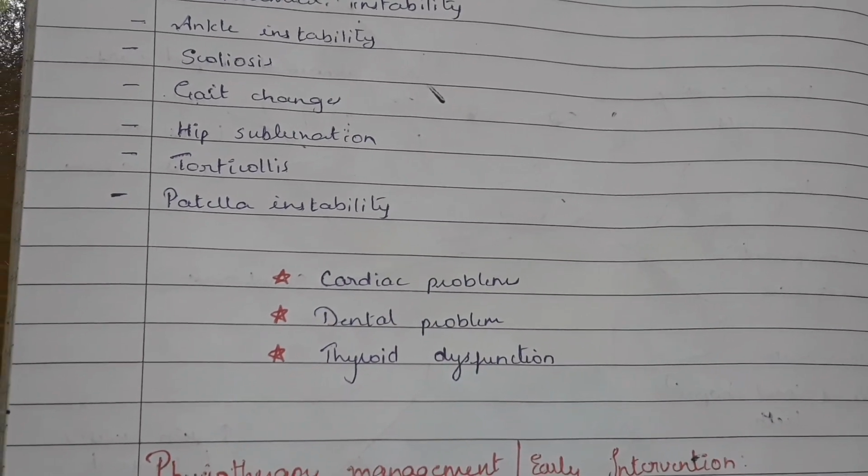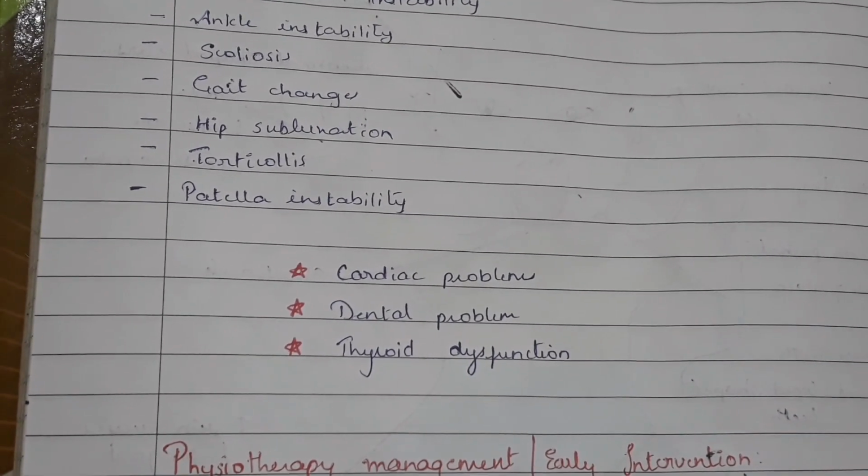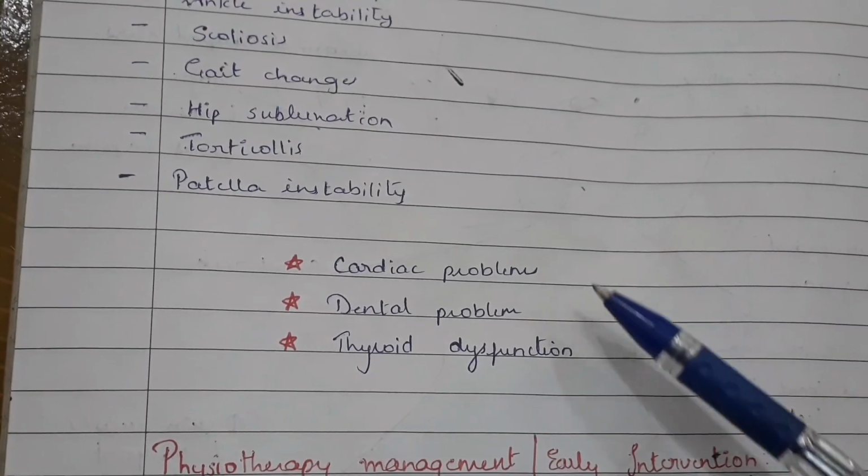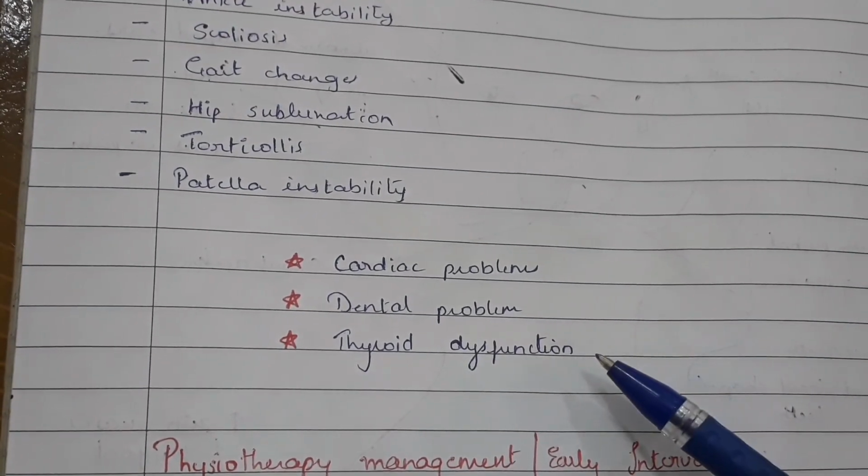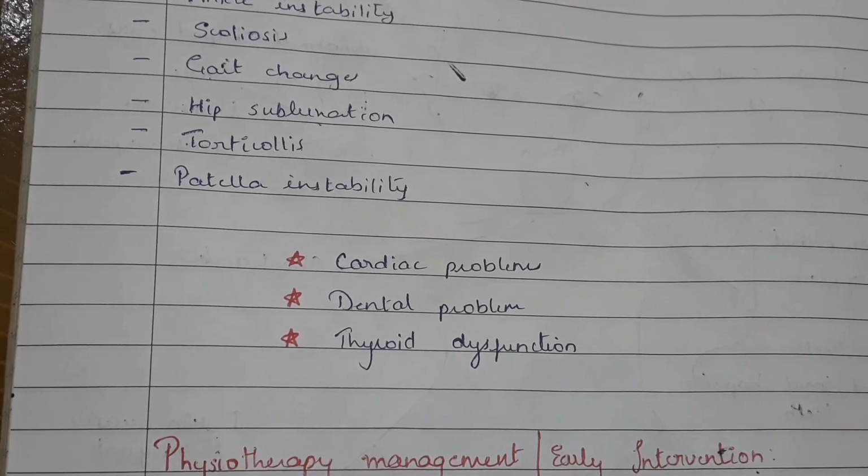Three important features that you need to remember in Down syndrome are cardiac problems, dental problems, and thyroid dysfunction.